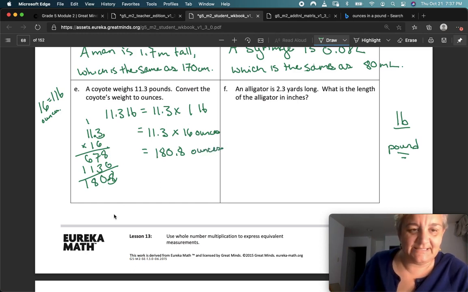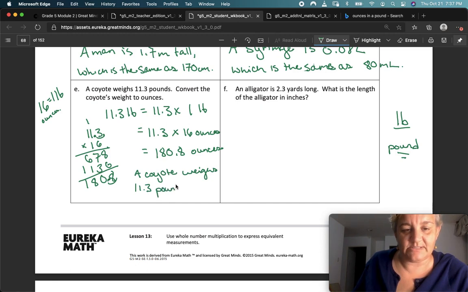And now my sentence: a coyote weighs 11.3 pounds. That's like a fat cat. I bet Clyde, my cat, weighs close to that.